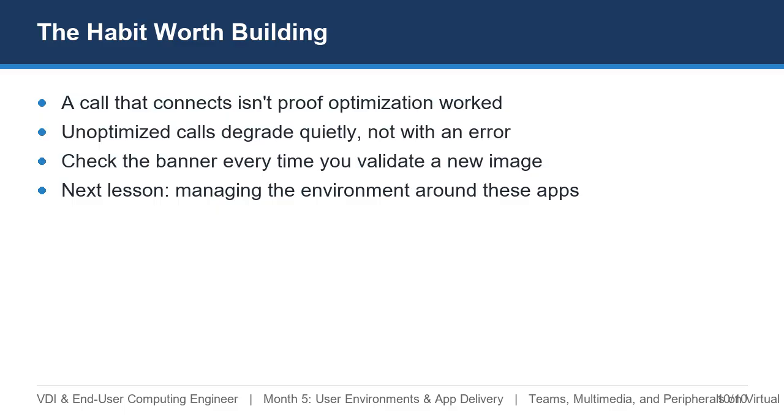The most important habit from this lesson: a call that connects is not proof optimization is working. An unoptimized call degrades quietly, worse quality, more host load, without throwing an obvious error, so you have to actively check the banner every time you validate a new image, not just confirm the meeting joined. Next lesson we move to managing the environment around these applications: policy, start menu, and language settings.